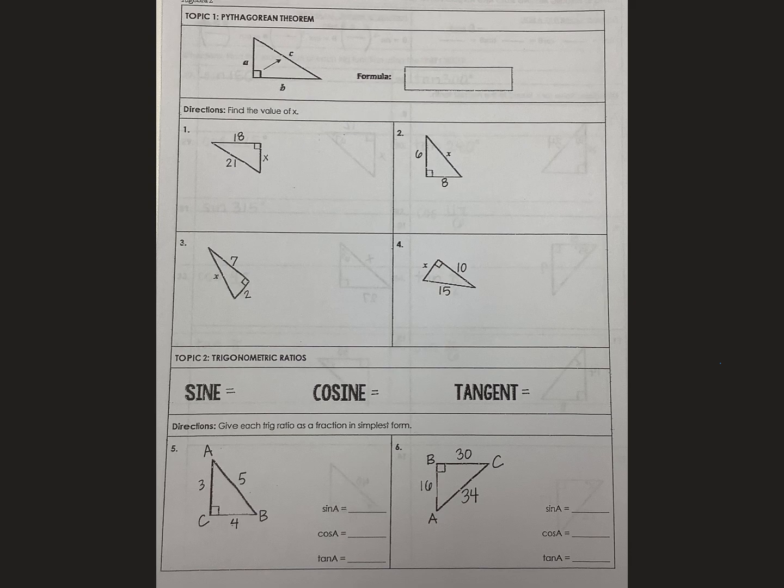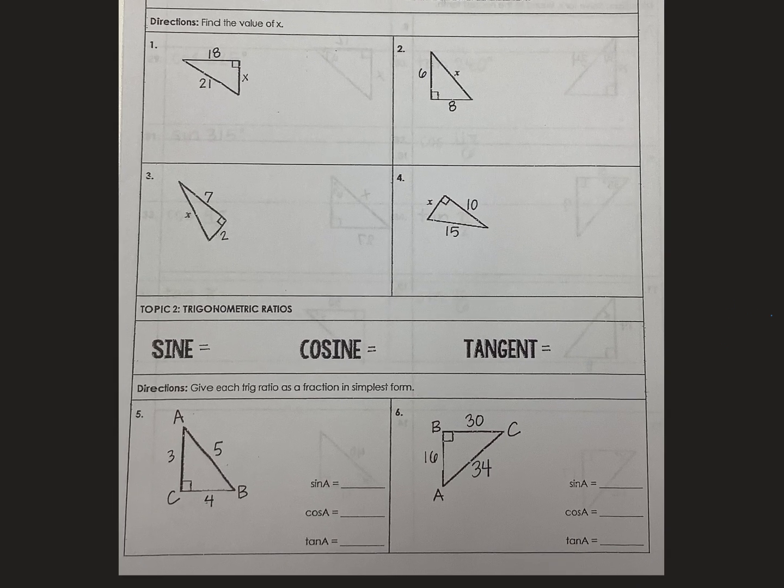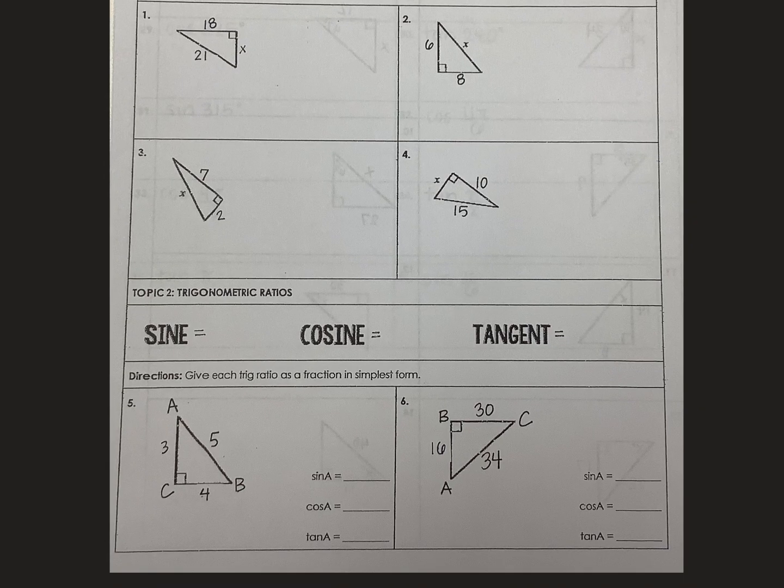Okay, so we did Pythagorean theorem where we talked about sides. We labeled them A, B, and C. But now we're going to be talking about some angles. We're going to be using trig ratios in this section. We're going to be using sine, cosine, and tangent. And this is what you'll need to know about sine, cosine, and tangent.